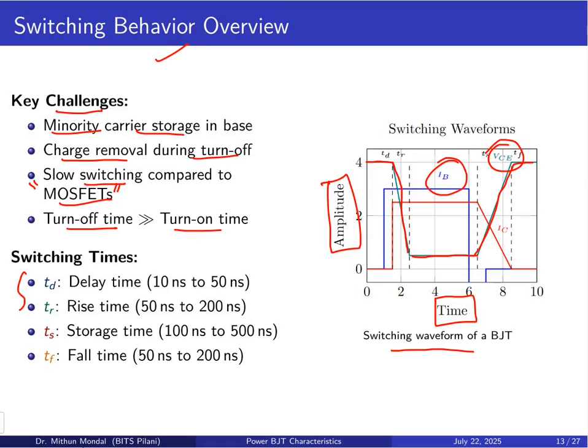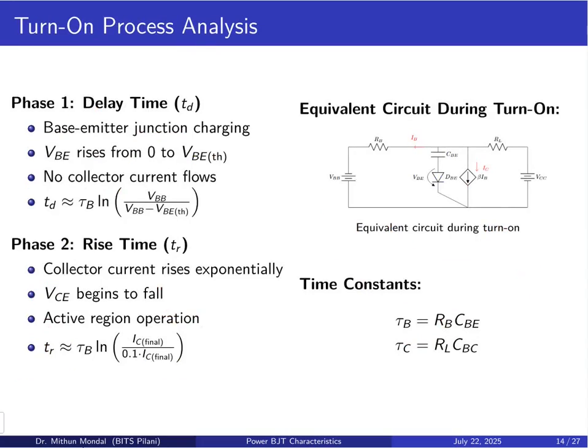Generally, if you see this range of switching times, the delay time is in the range of 10 nanosecond to 50 nanosecond. The rise time is in the range of 50 nanosecond to 200 nanosecond. TS, which is the storage time where the charge is stored, is in the range of 100 nanosecond to 500 nanosecond. And when the charge falls, there is the fall time where it has to be completely switched off. That is in the range of 50 nanosecond to 200 nanosecond.